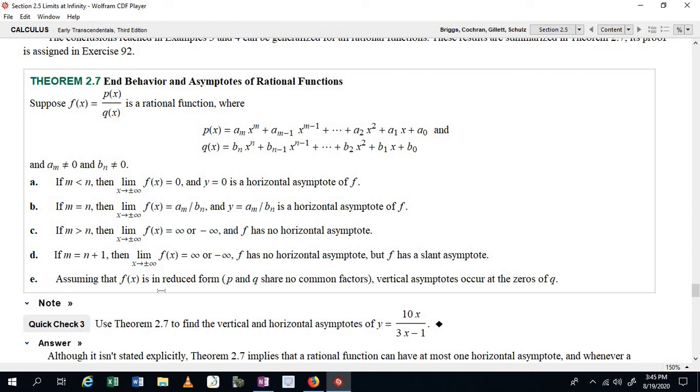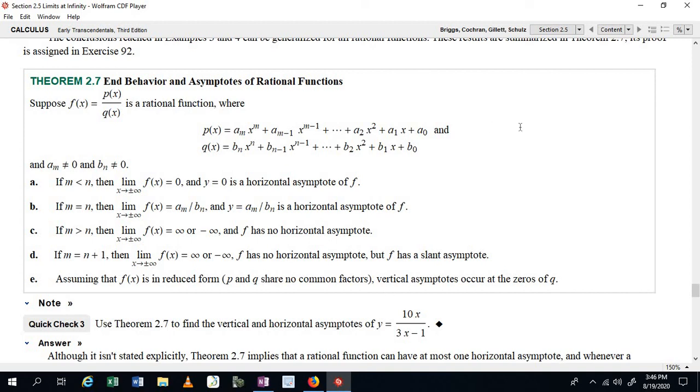And then part E says, assuming that f of x is in reduced form, vertical asymptotes occur at the zeros of the q polynomial, q of x. And we've talked about this before in a previous video. This was about finding vertical asymptotes. If you want to find vertical asymptotes, what you have to do is reduce this rational function to lowest terms and then set the bottom polynomial equal to 0 and then solve for x. And those are the zeros of q of x, the bottom polynomial. And wherever those zeros are, those are where you have vertical asymptotes.